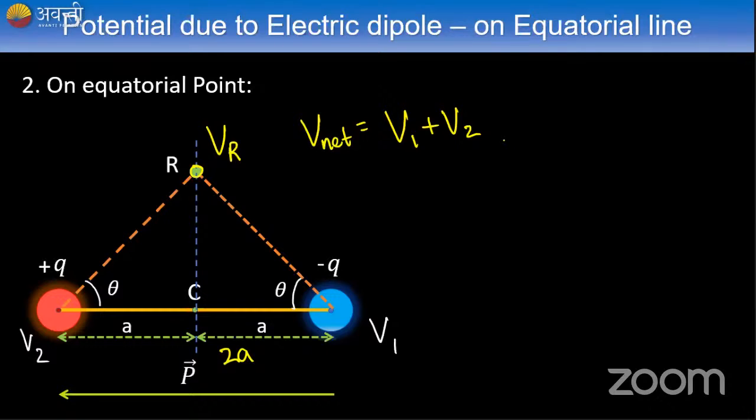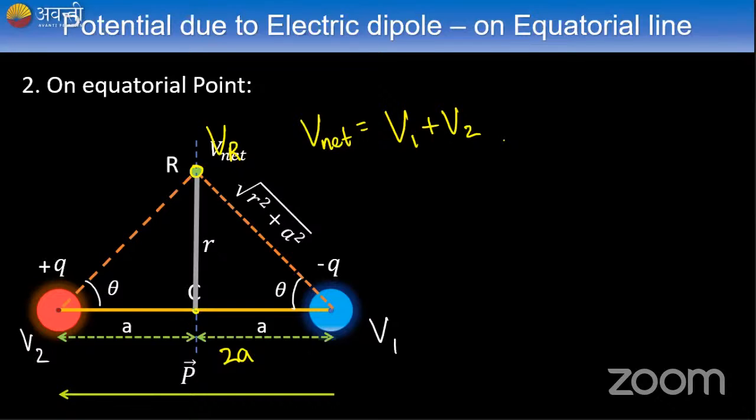Yes, cool. If I consider the distance from the midpoint of the dipole to this point R as small r, and this distance is a, what is this distance? We apply the Pythagoras theorem and find the expression as square root of r square plus a square.